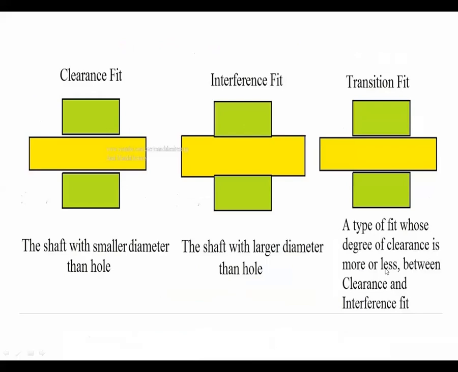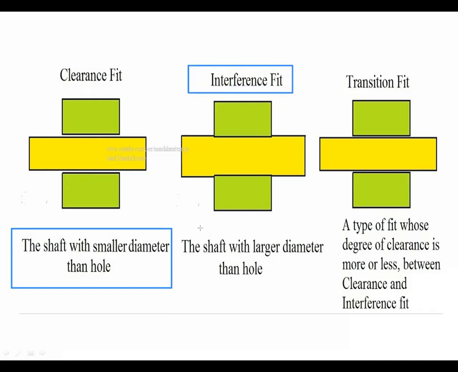Three types of fit. First of all, clearance fit. See the diagram. We will see in detail on 2-3 more diagrams. Just for the sake of your understanding, see the first diagram where the shaft has a smaller diameter than the hole. Here, yellow color indicates shaft and green color indicates hole. Actually, it is a cut section. In between these two, there is some clearance provided. So this is the clearance fit.